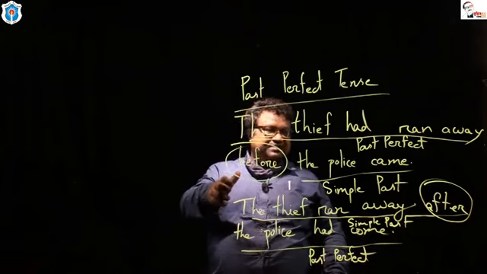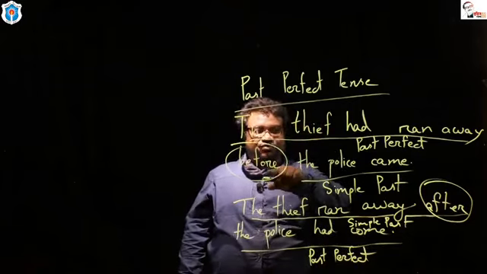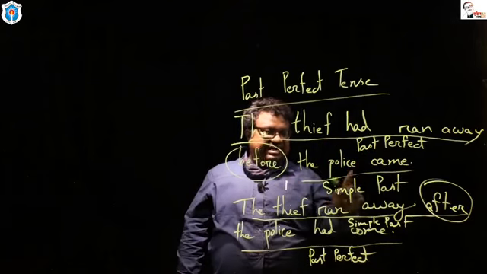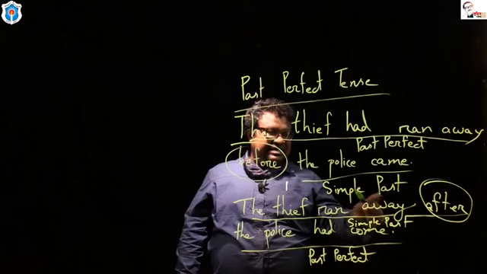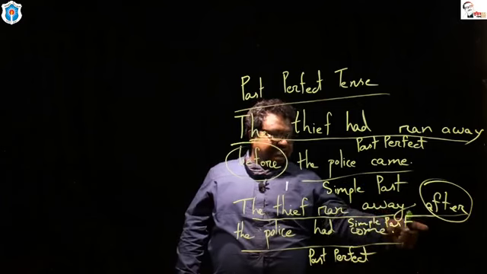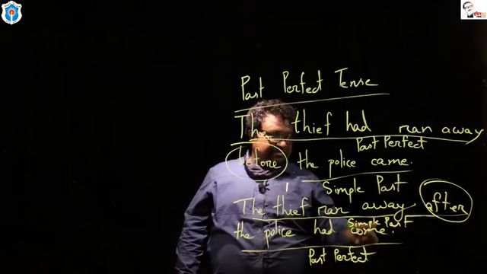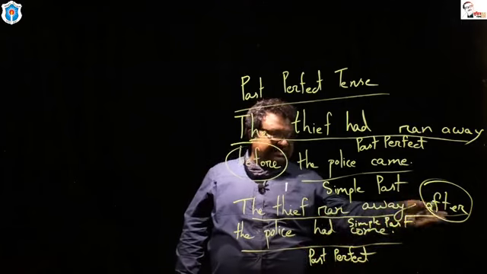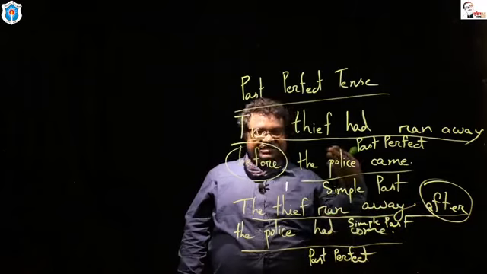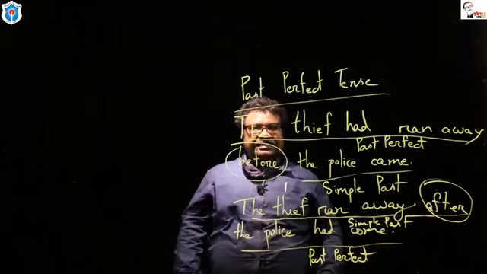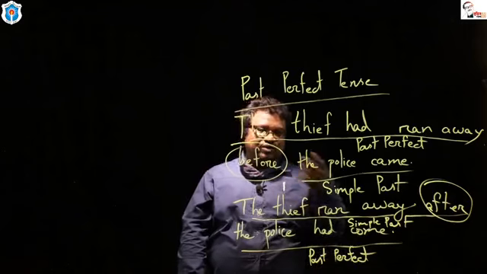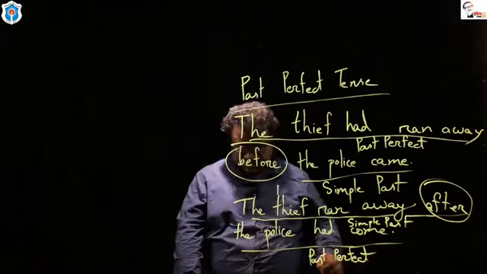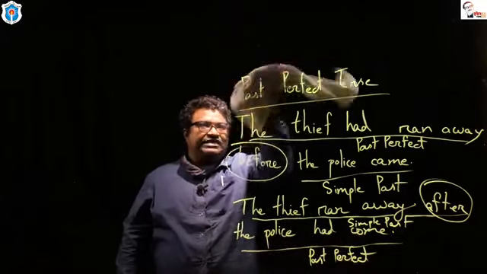That is, the part before this before will be in past perfect. The part after this before will be in simple past, while the part before this after will be in simple past, and the part after this after will be in past perfect. So this is actually the structure of past perfect and how we will complete anything which is in past perfect. Now let's see the structure of as soon as.